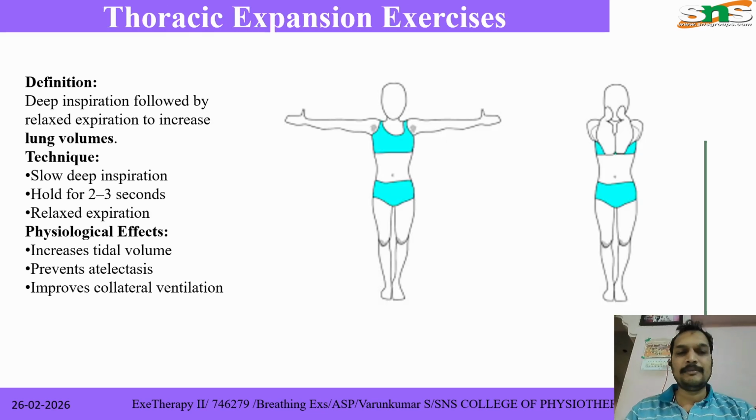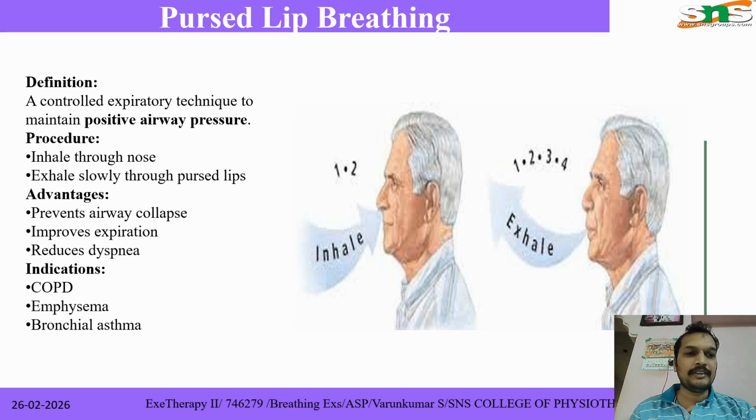The next type is thoracic expansion exercises. These are a deep inspiration followed by a relaxed expiration, which increases lung volume. The technique uses slow deep inspiration, held for 2 to 3 seconds, then relaxed expiration. Then pursed lip breathing, a controlled expiratory technique to maintain positive airway pressure. The procedure involves inhaling through the nose and exhaling slowly through pursed lips. The advantages are that it prevents airway collapse, improves expiration, and reduces dyspnea.